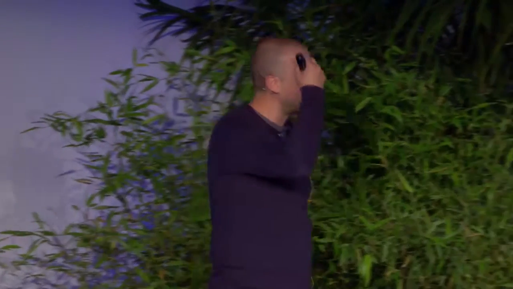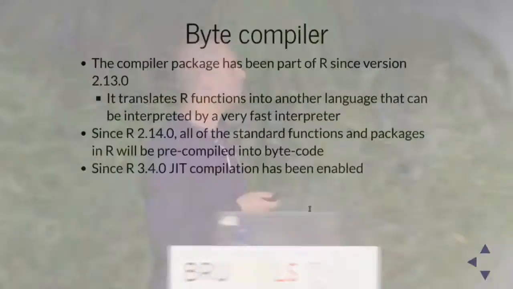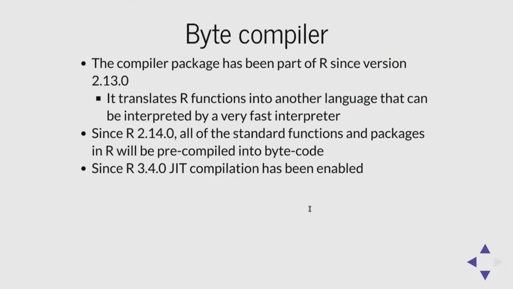Right, so the byte compiler. The compiler package has been part of R since 2013. Okay, so that's what, 6 years ago. It turns out there are many institutions in the UK that are still doing R 2.12, which is just scary because they tend to involve lots of money. But there you go. So the compiler package has been around since 2013, and it does magic.